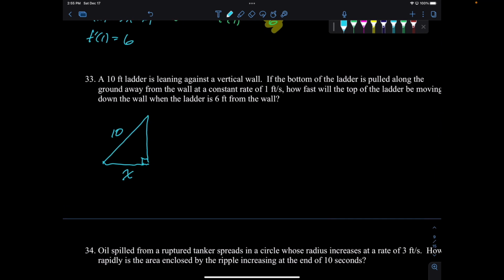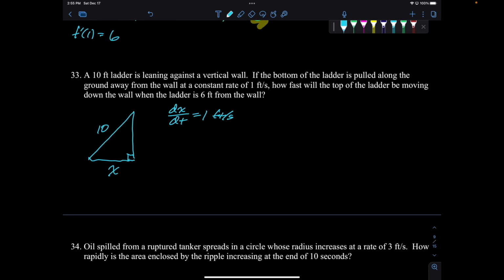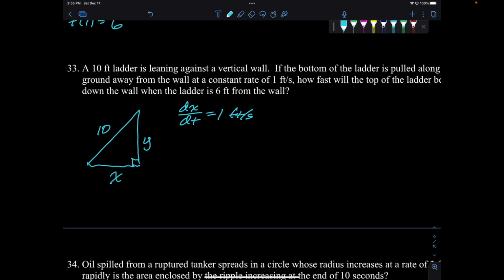So that means that over time, x will get bigger. So I'm going to say that dx/dt is 1 foot per second. If it was getting shorter, it'd be -1, but it's going to get longer. How fast will the top of the ladder be moving down the wall, so let's call it y, when the ladder is 6 feet from the wall? So we're trying to find dy/dt when x is 6.